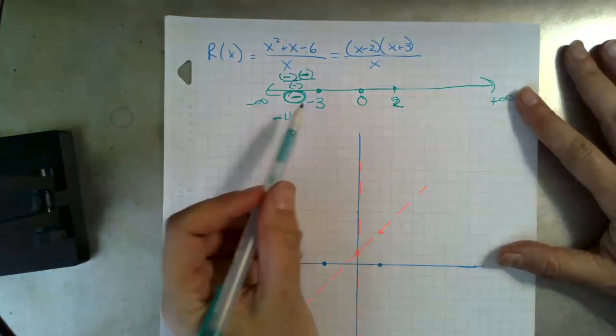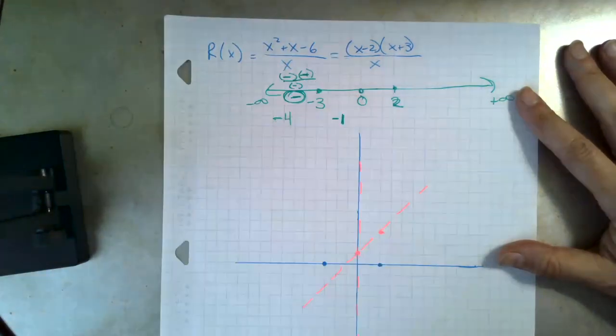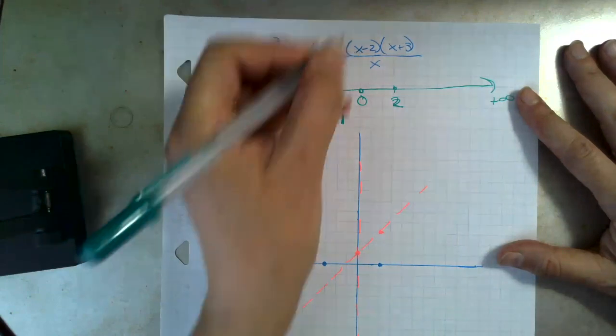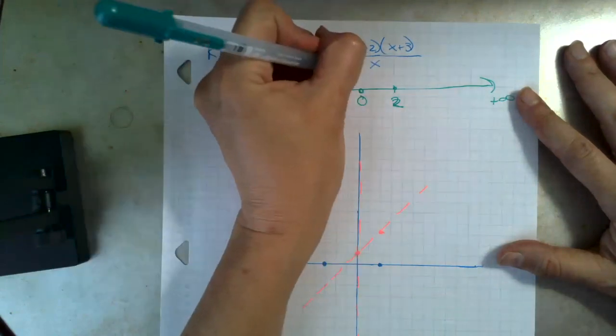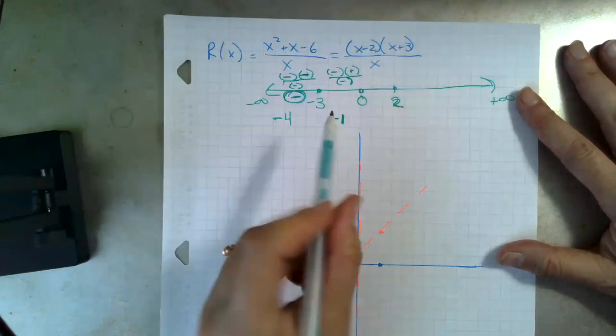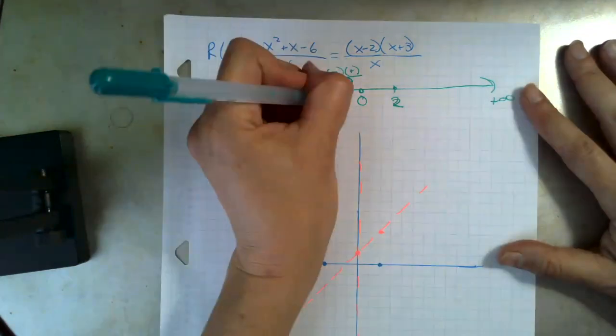Let's do it again. In my -3 to 0 range, maybe I'm going to try -1. Okay, -1 minus another 2, that's a negative. -1 plus 3, that's a positive. -1, that's a negative. A negative times a positive is a negative. Divided by a negative, that's a positive.